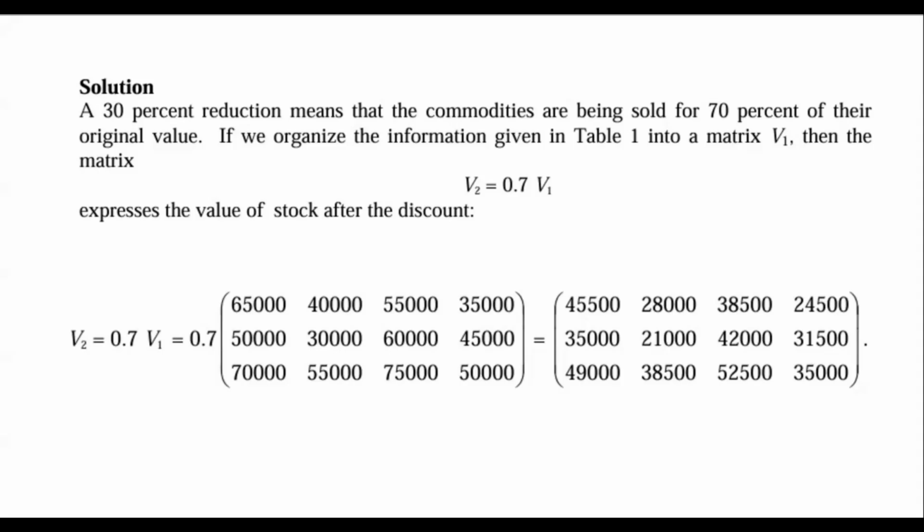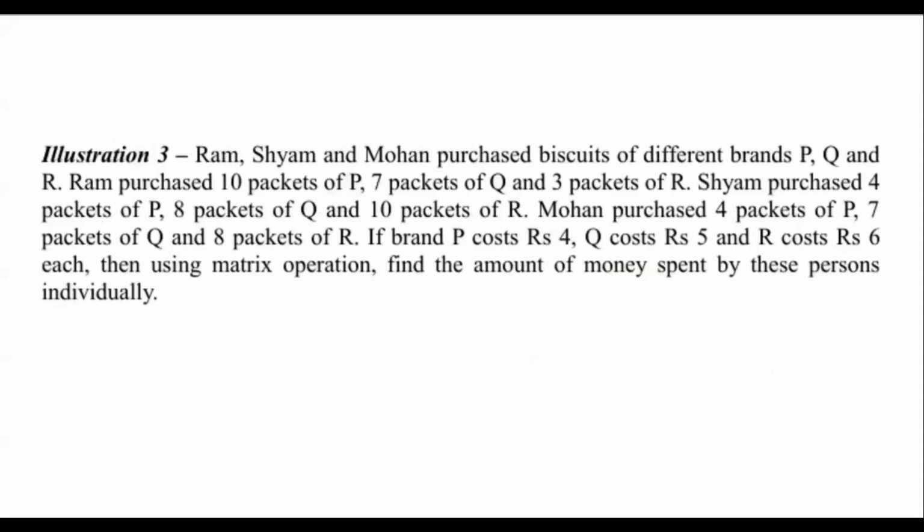All right, let's do something a little harder now. Stay on multiplication, you're not going too far. This is a very simple one. So 3 guys, let's just say they're business owners maybe, and they purchase biscuits of brands P, Q, and R. So one of them, Ram, purchased 10 packets of P, 7 packets of Q.